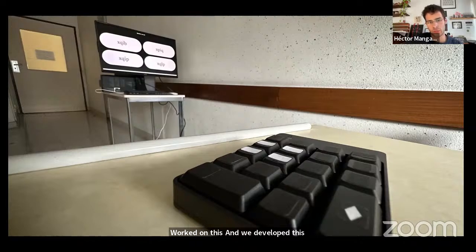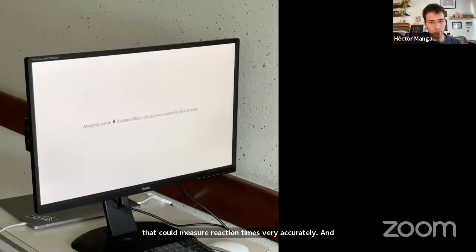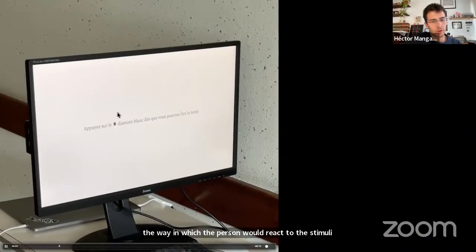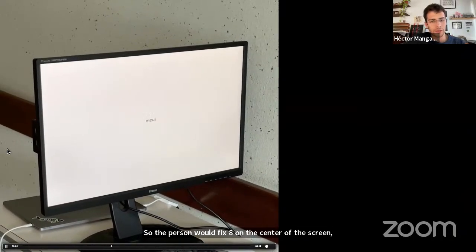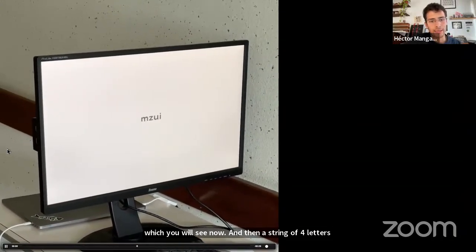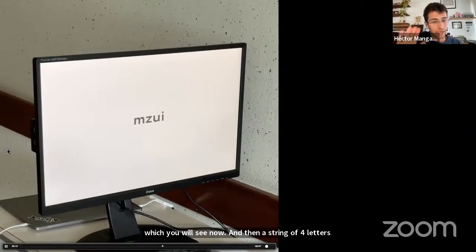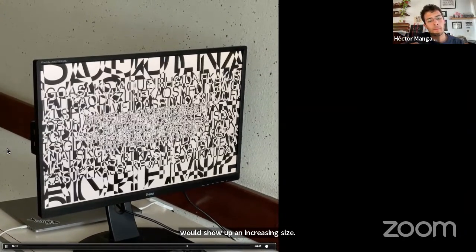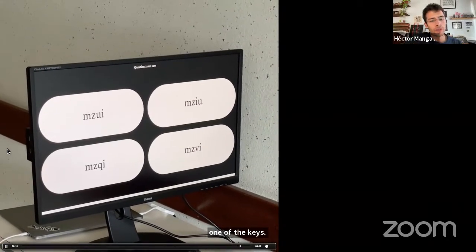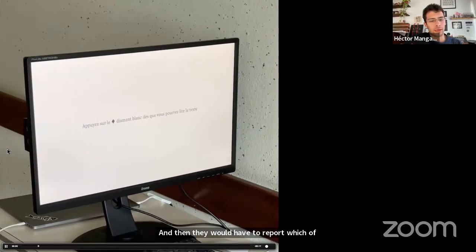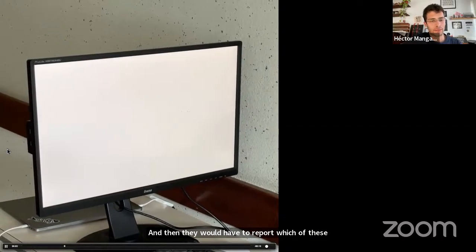And the way in which the person would react to the stimuli was the following. The person would fixate on the center of the screen, which you will see now. And then a string of 4 letters would show up in increasing size. It would get bigger. The person had to react by pressing one of the keys. And then they would have to report which of these similar looking versions of the text they had just read.